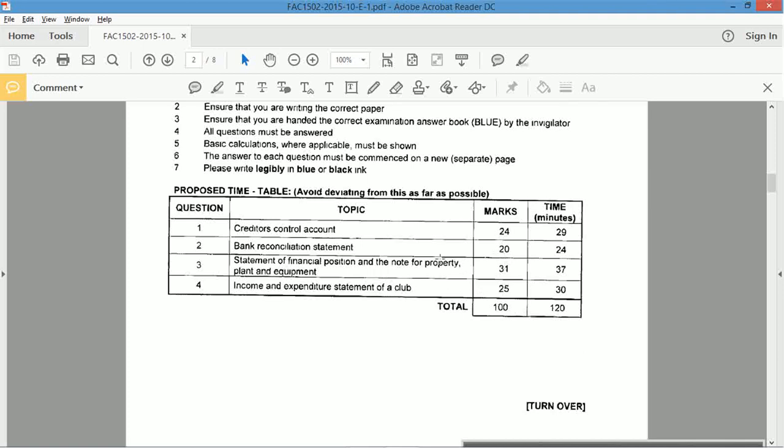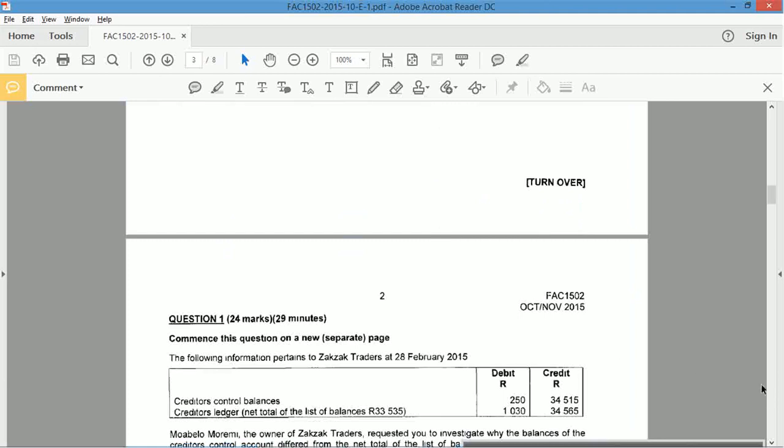Okay, they're all round about 24 marks. The only question that I would say is easy here is question 2 because it's 20 marks. So if you want to build confidence in the exam, start with something that you can do easily. So I would definitely start with bank recon here. That'll be my preference.